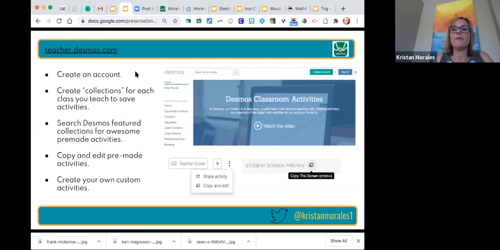When I first started using Desmos, what I would do is just use their pre-made activities. There's tons of pre-made activities from awesome teachers and some straight from Desmos. And I would just copy and edit or just use some of their pre-made templates. And then I started learning how to build my own. And what I'm going to show you today is how you can build your own teacher activities in Desmos.